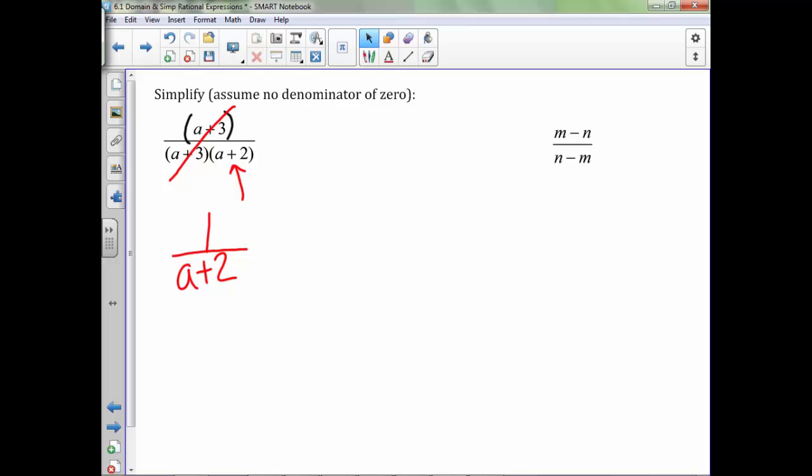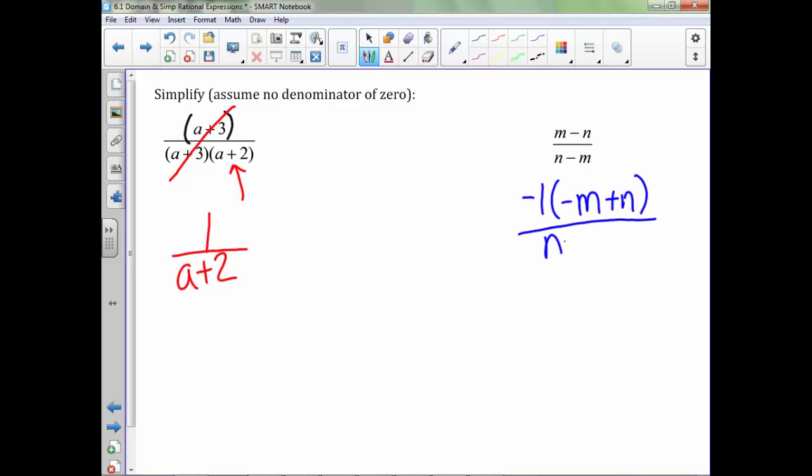Now notice that these two, numerator and denominator, are very similar, but they're not exactly the same. In the numerator, your n is negative, in the denominator, the m is negative. So let's factor out a negative 1 from our numerator. We're left with negative m plus n over n minus m. Now notice these two are the same thing. Your m is negative, your n is positive, so they can divide out. And we're just left with negative 1.